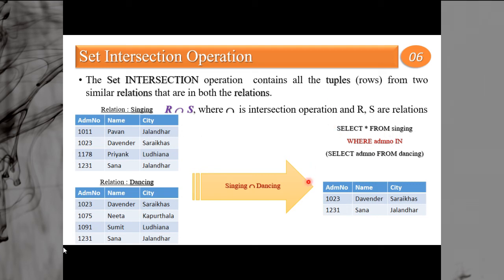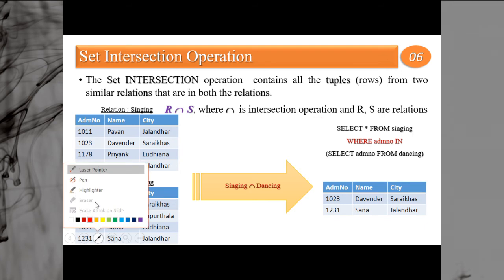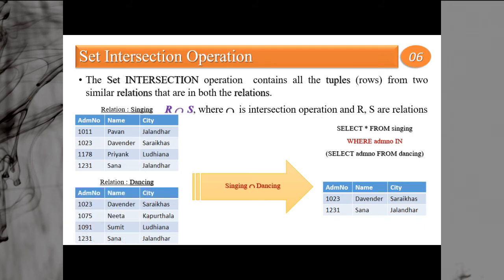So this is a nested query, and first this query will be performed. It will perform select admission number from dancing, and it will select these admission numbers. So these admission numbers will be selected: admission number 1023, 1075, 1091 and 1231.